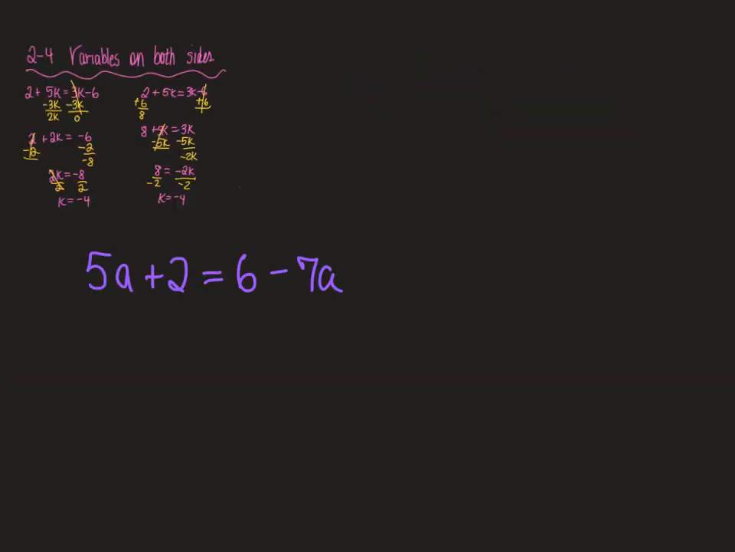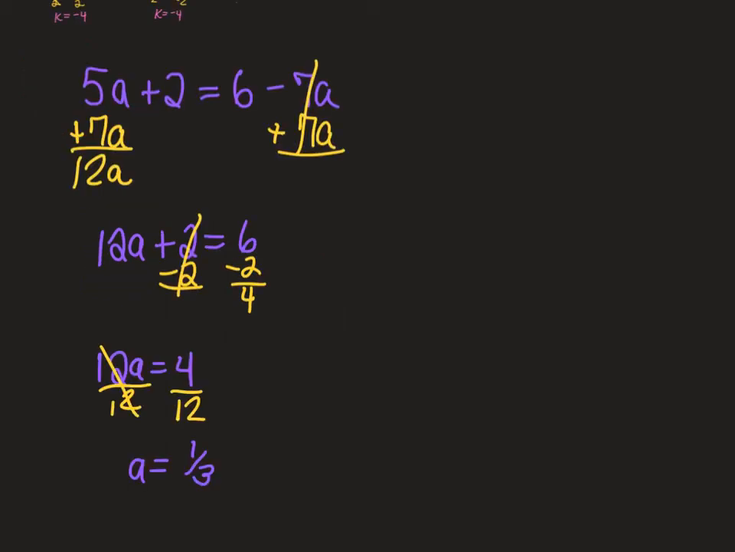All right, you try this question. 5a plus 2 equals 6 minus 7a. You can subtract 5a first. You can subtract 2 first. You can subtract 6 first. You can add 7a first. Any of those 4 choices will get you the same answer. I think that I'm going to start by adding 7a. Push pause, work it out, and then hit play again. I ended up with a equals 1/3.